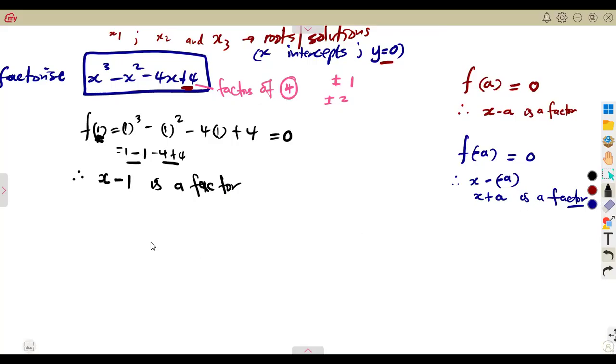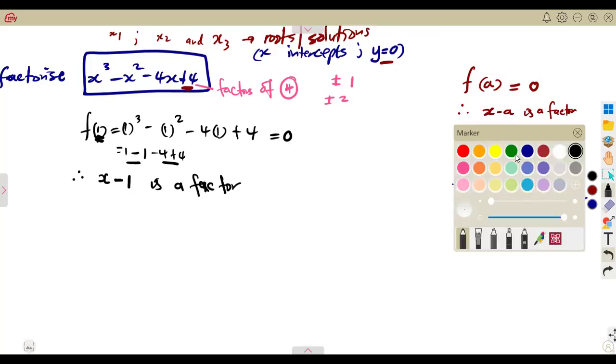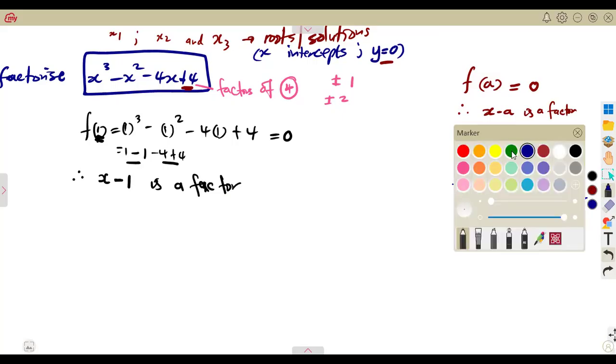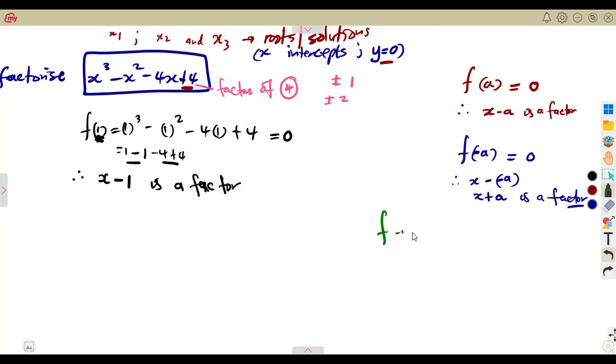If you are someone that is not going to work with the long division, guys, you can try these numbers here. I want you to see something. Maybe you used -1. Okay, let's try -1 and see. F of -1. So you're going to try -1 in place of x. That will be -1 cubed minus 1 squared minus 4 times -1 plus 4.